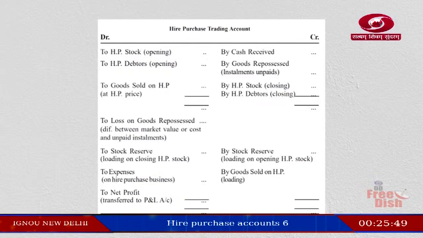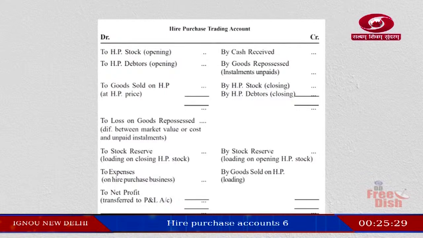Here, to goods sold on hire purchase. Goods sold on hire purchase at hire purchase price will be written. By hire purchase stock closing, and here debtors closing. Then, to loss on goods repossessed.